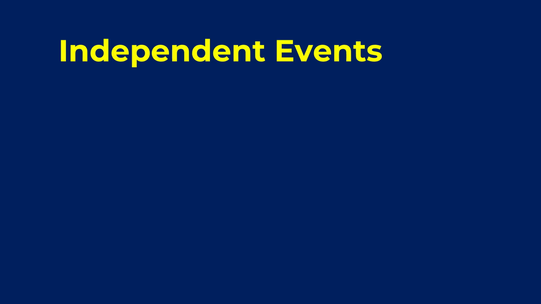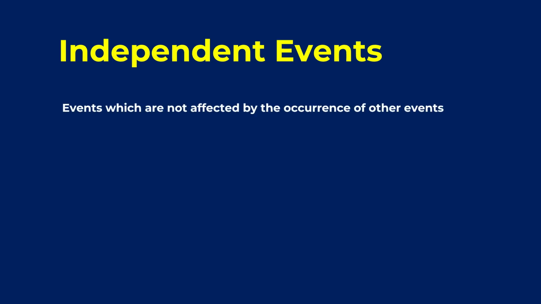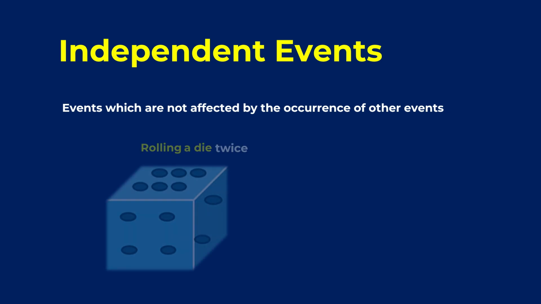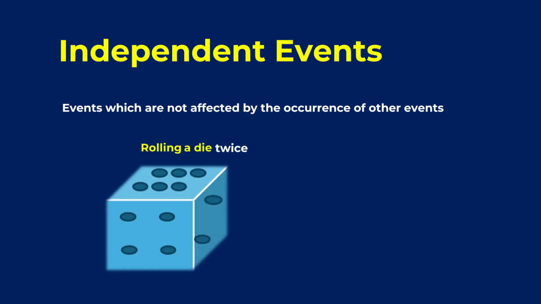Independent events are events which are not affected by the occurrence of other events. For example, if we roll a die twice, then the outcome of the first roll and the second roll have no effect on each other. It means they are independent.